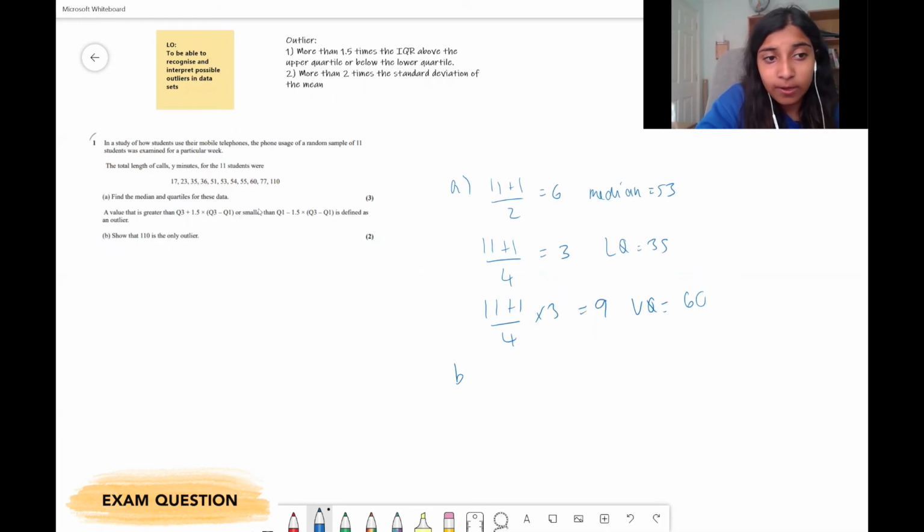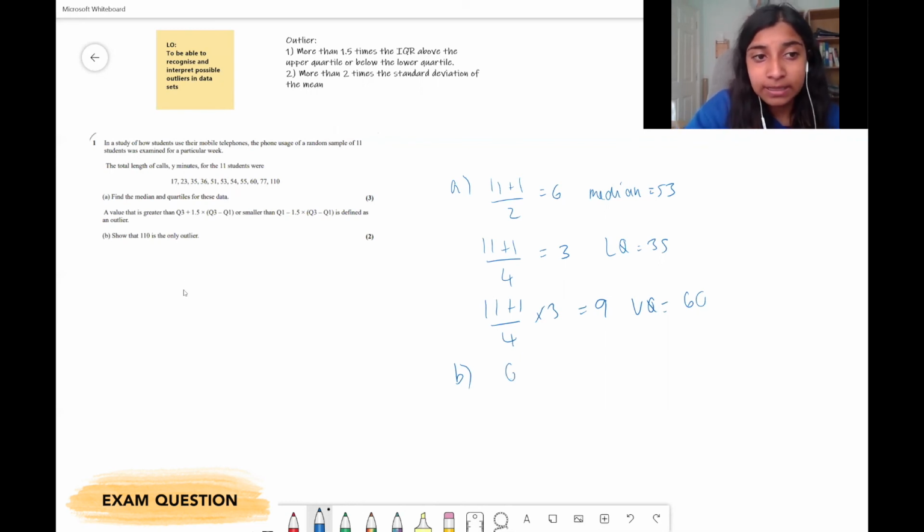Now if we move on to part B, it says a value that is greater than Q3 plus 1.5 times (Q3 minus Q1) or smaller than Q1 minus 1.5 times (Q3 minus Q1) is defined as an outlier. We want to show that 110 is the only outlier. Lucky for you, they've given you the definition of outliers. You don't need to memorize this yourself. So let's just use this. Q3 is the same as your upper quartile, so let's find the upper fence for outliers first.